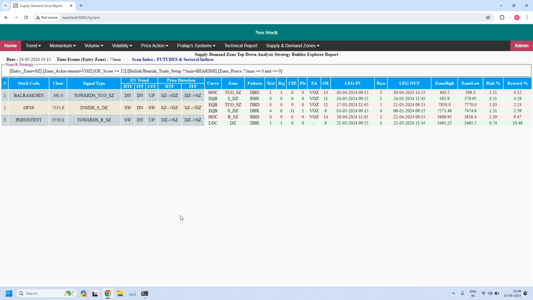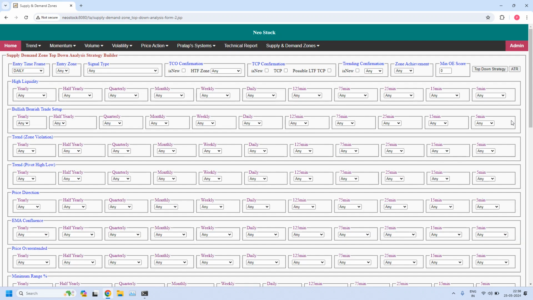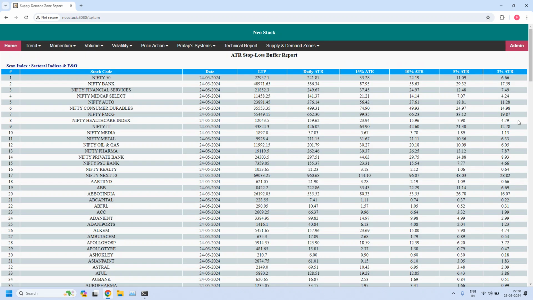Now let us generate stop buffers based on daily ATR. I am generating. This is the daily ATR list, and this column has the daily ATR value, and 15% ATR you have to use for MIT stocks, 10% ATR you have to use for WIT stocks, that is weekly income trade stocks.